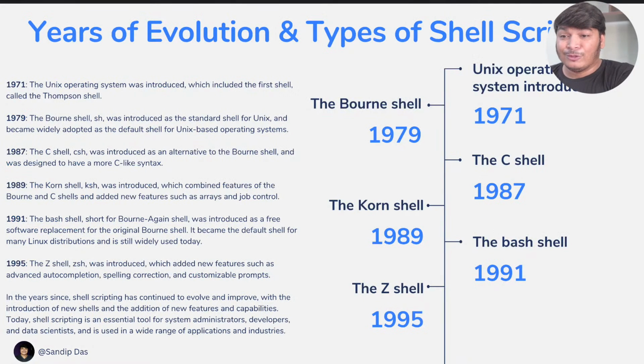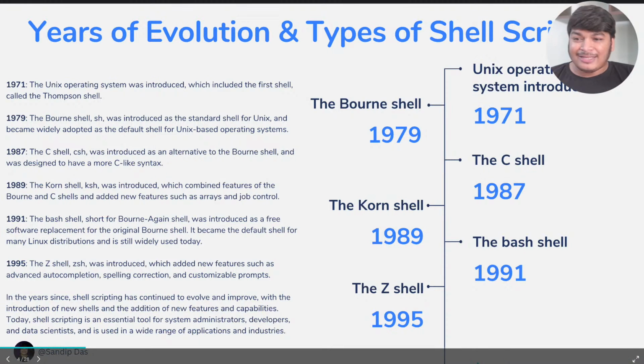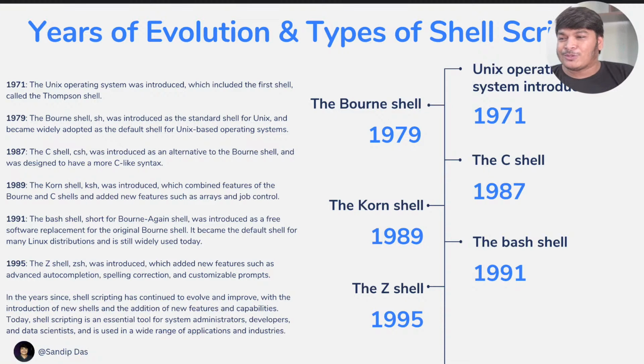Next, the evolution of shell script, I will say. Now, how did shell script start? It's actually a very interesting point. In 1971, the Unix operating system was introduced, which included the first shell called the Thompson shell. A few years later, in 1979, the Bourne shell (sh) was introduced as the standard shell for Unix. And it became widely adopted as the default shell for Unix-based operating systems.